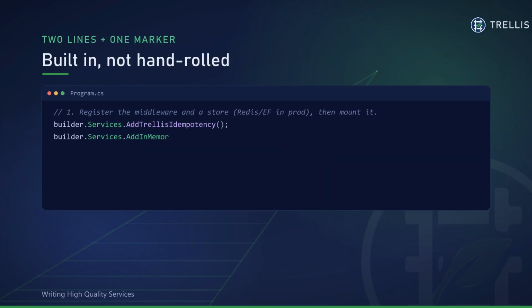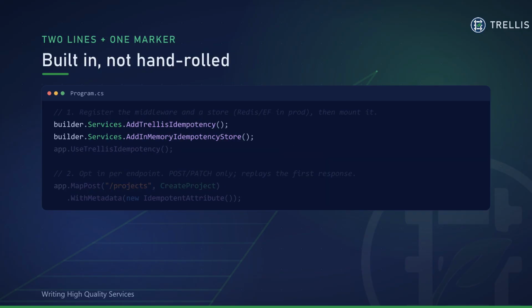And wiring it up is almost nothing. At startup, two registrations: add Trellis idempotency for the middleware, and a store. In memory here, but in production a shared one, Redis or your database, so a retry that lands on a different replica still finds the snapshot. Mount the middleware once, then opt in per endpoint. Mark your POST with the Idempotent attribute, or with metadata in minimal APIs. That's it. Endpoints you don't mark are untouched.